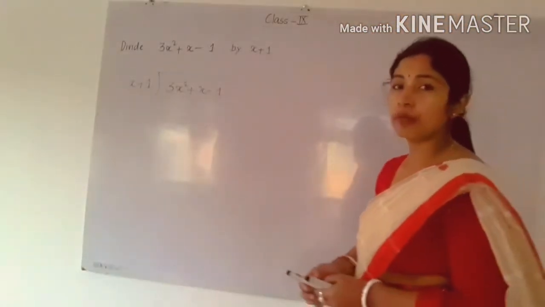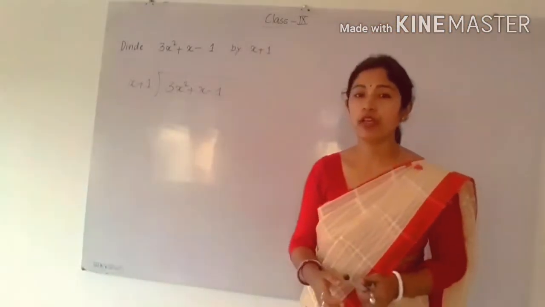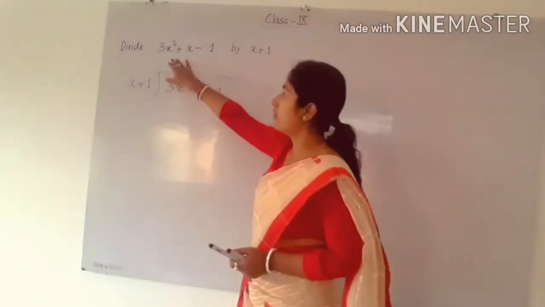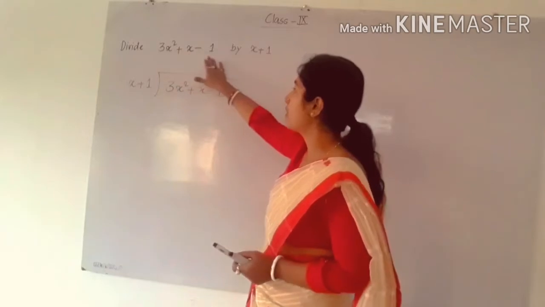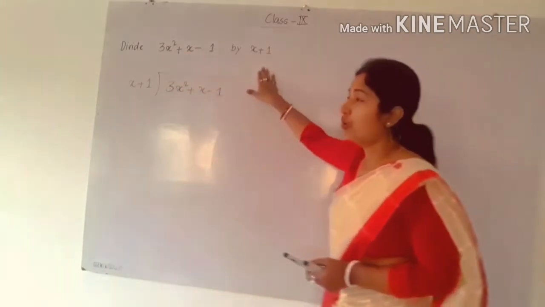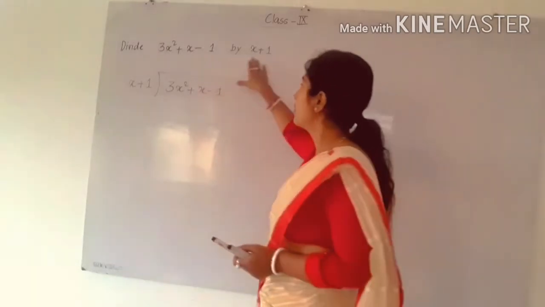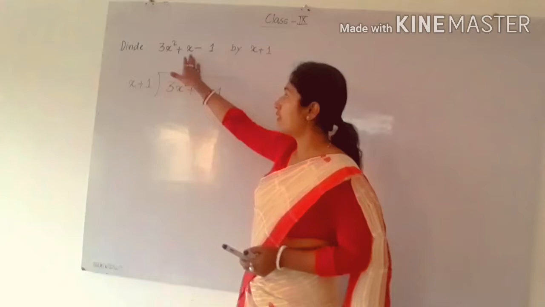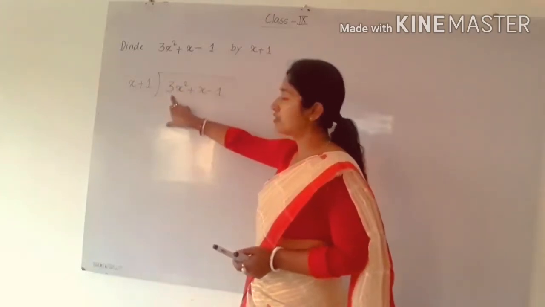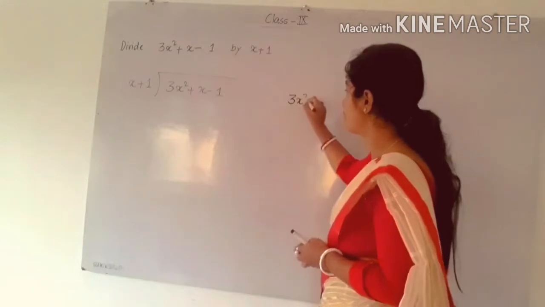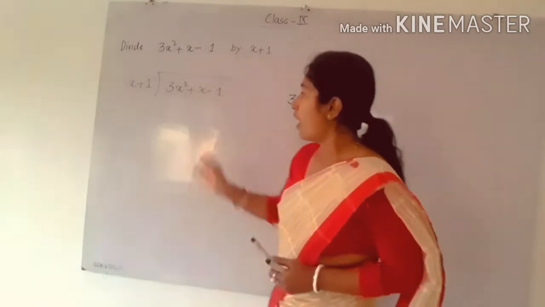So here the next topic is how to divide a polynomial by another polynomial. I have taken one example. Divide 3x square plus x minus 1 by a linear polynomial, that is x plus 1. So how to divide this polynomial by x plus 1? First of all, you have to check the dividend. In the dividend, our first term is 3x square. So we will write 3x square. Next, our divisor.